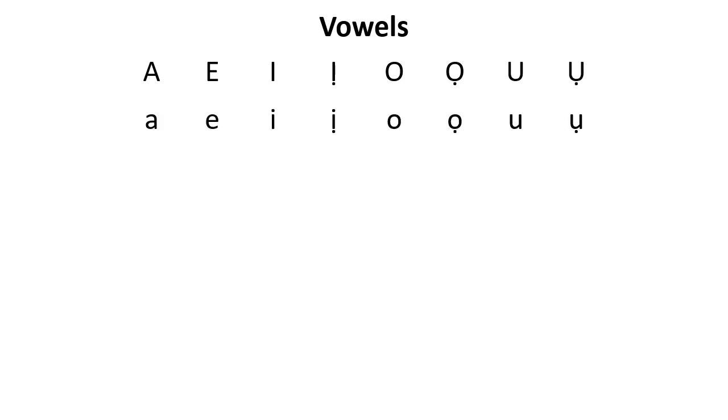Let's start by reviewing the Igbo vowels. There are 8 Igbo vowels: a, e, ị, o, u, ọ. Here they are again in lowercase: a, e, ị, o, u, ọ.